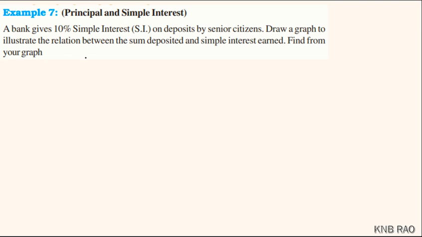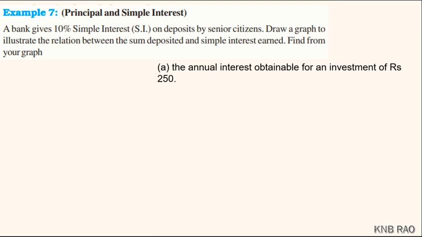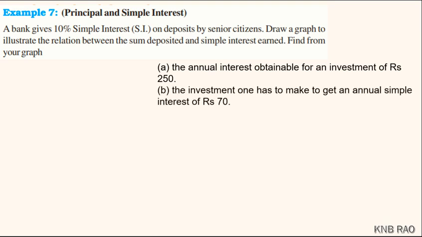A bank gives 10% simple interest on deposits by senior citizens. Draw a graph to illustrate the relationship between the sum deposited and simple interest earned. Find from your graph the annual interest obtained for an investment of rupees 250. Further, find the investment one has to make to get annual simple interest of 70 rupees.